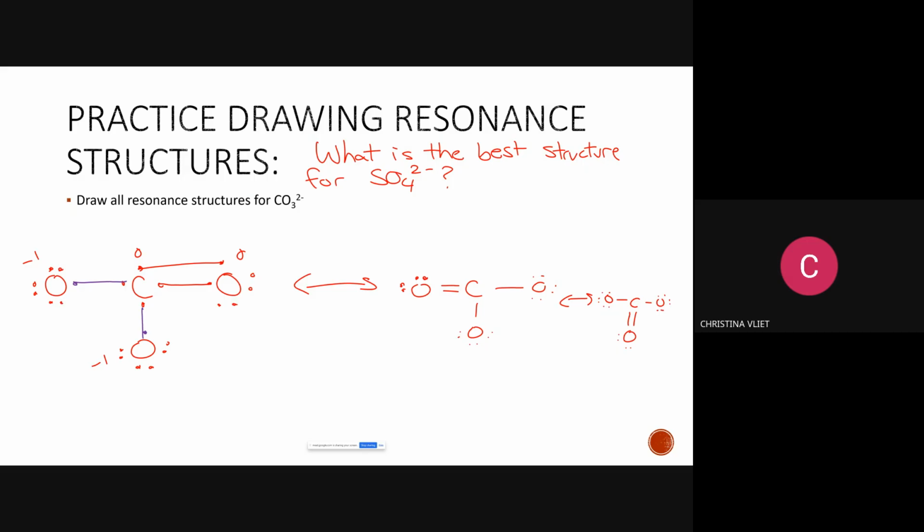Okay, so everybody who I checked got it. Yay. The best resonance contributor, the major contributor, would be this. And you could either write the formal charges or you could write the valence electrons to prove it. The formal charges are -1 on the two oxygens that have the single bond. So that gives you the lowest charge separation. What would have been the problem actually with this one that technically would fit the octet rule? What's the problem with this one if we had done this instead and we did this?